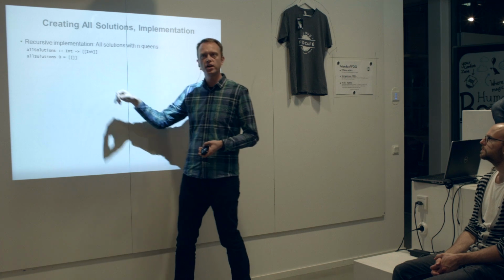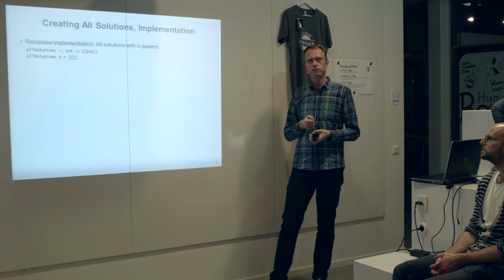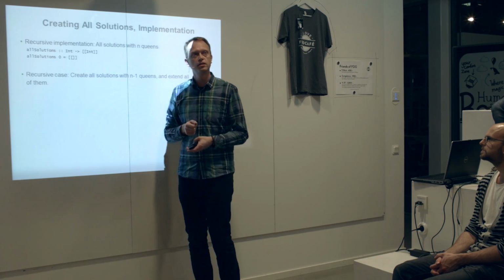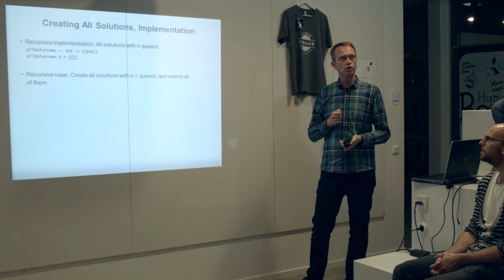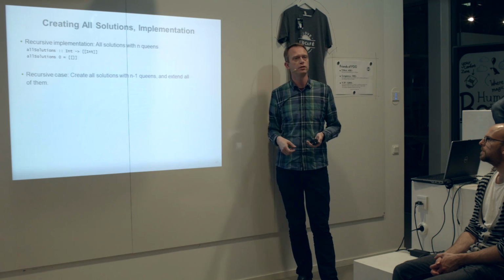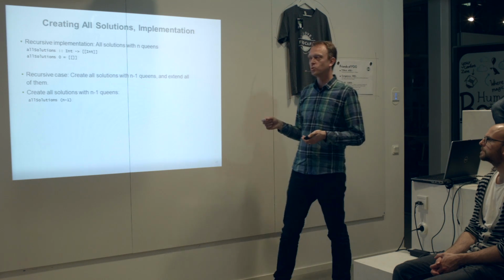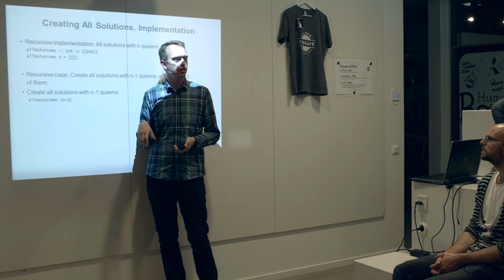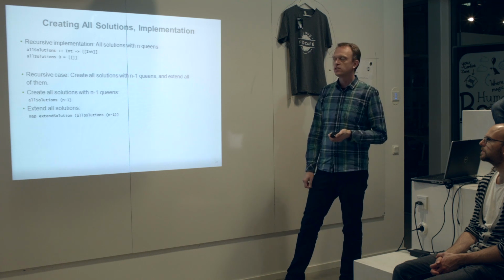So how many different ways can I place 0 queens on a board? Well, there's exactly one way, and that is the one where I haven't placed any queens. And then the recursive case, here I want to create all solutions that have n-1 queens first, and then I want to extend all of them and merge them into one. So I can do like this. Creating all solutions with n-1 queens is easy. Just do like this. All solutions n-1. That's the recursion, right? Then I map extend solutions on that.